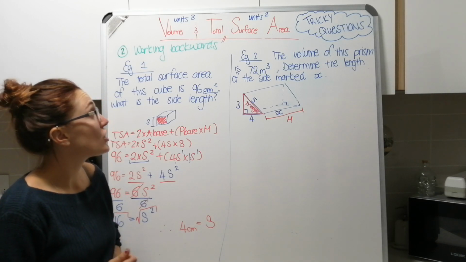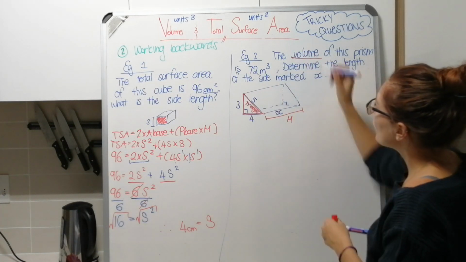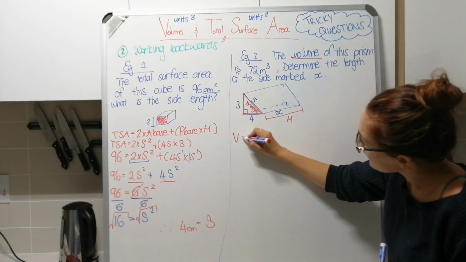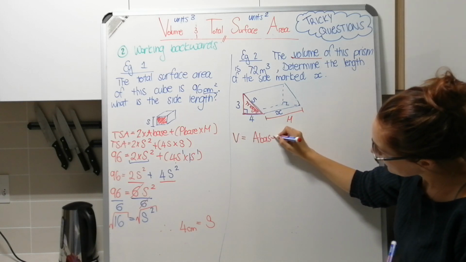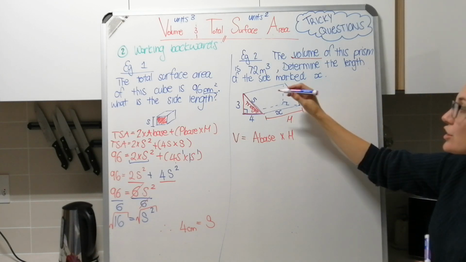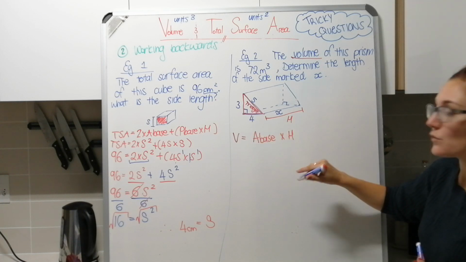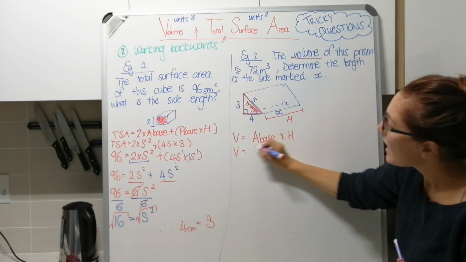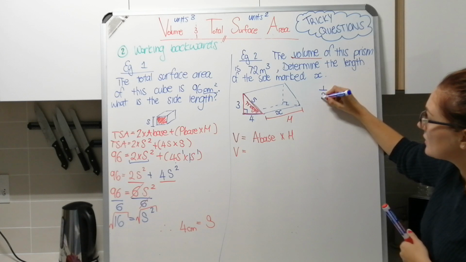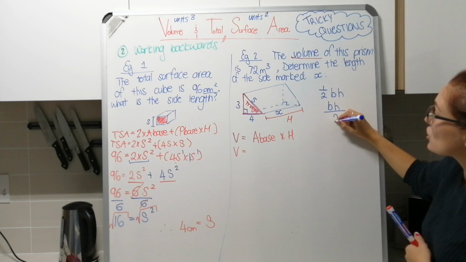And they actually want us to determine the length of the side marked x. So we look, what are they talking about? They're talking about volume, so we're going to use the volume formula. Okay, V equals area of base times height. Now we're going to expand on this depending on the shape of our base, so that the area of our base is expanded into a nice formula. So when we expand that, our base is a triangle. Now I don't want to confuse you. Some of you use this formula, half base times height. Some of you might use base times height over 2.